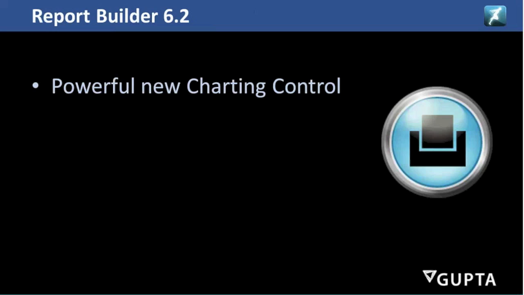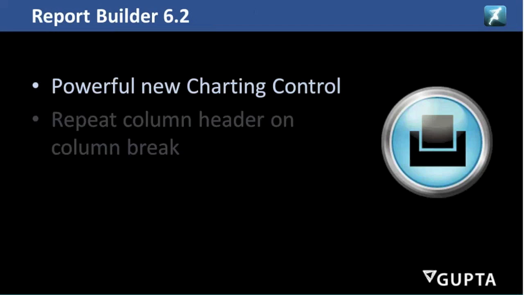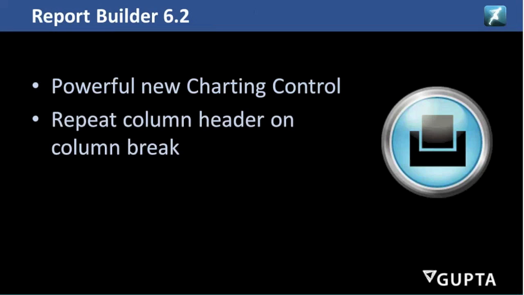Now Report Builder. The new charting control available in TD 6.1 is now available in Report Builder 6.2. And then one other thing is in Report Builder 6.2, you can repeat a column header on column break. So if the contents of a column create a next column, then the header will be reprinted on the next column.